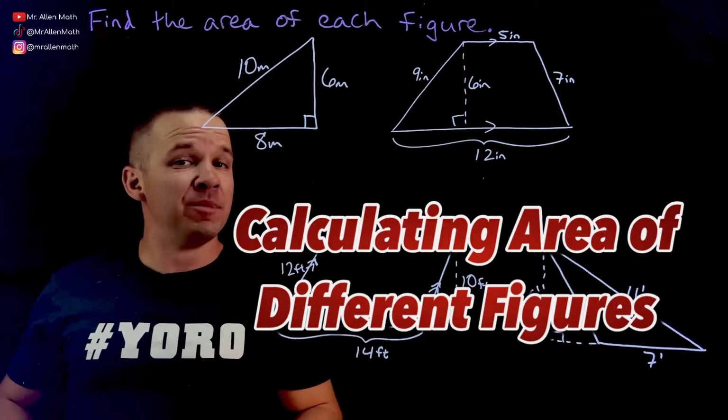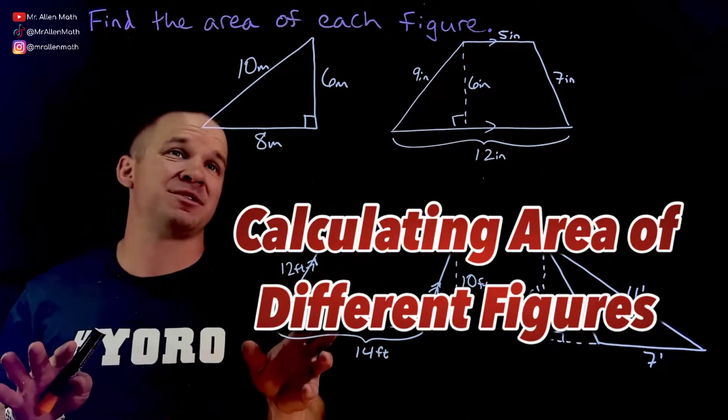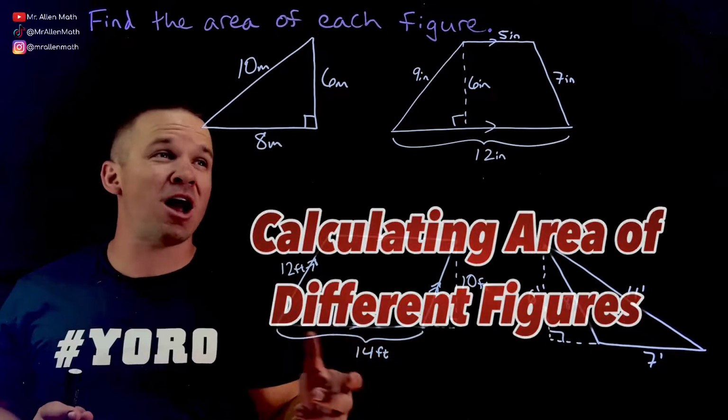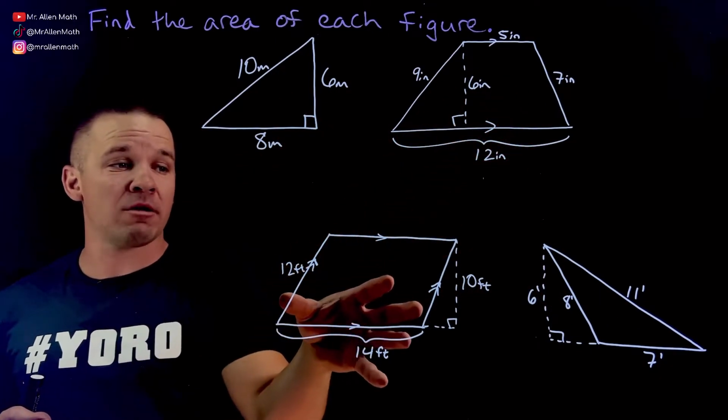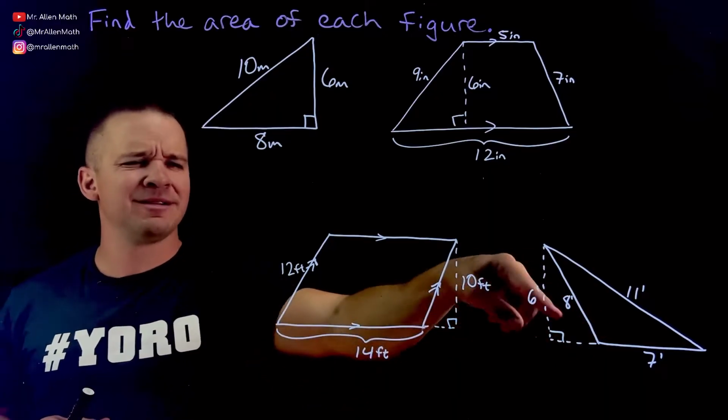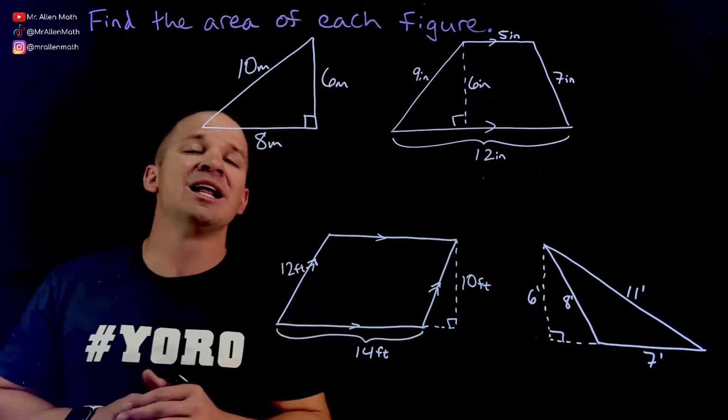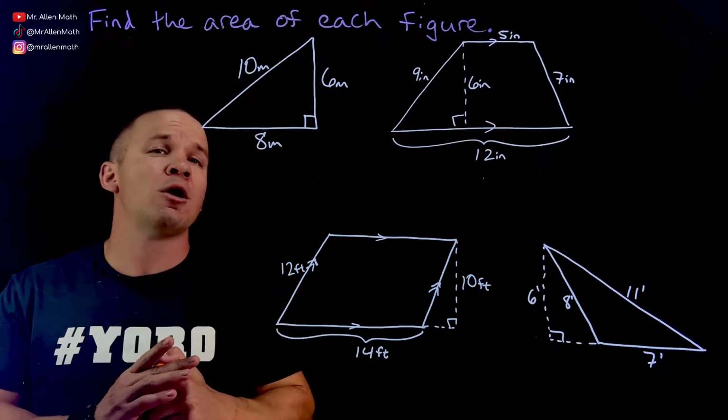Mr. Allen here with some area problems. We're going to be calculating the area of a few different types of figures: a triangle, a trapezoid, a parallelogram, and another triangle that looks kind of weird. All right, let's get it. Let's do this thing. So first one here, we have a triangle.